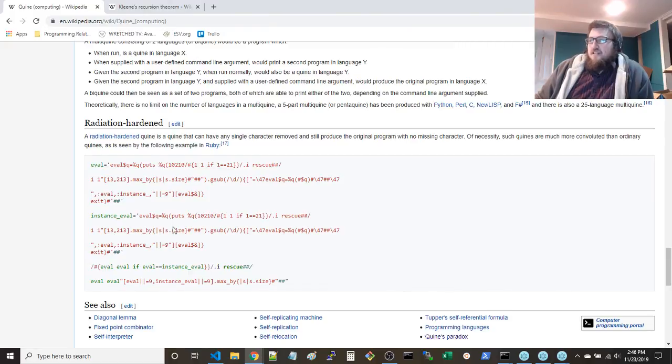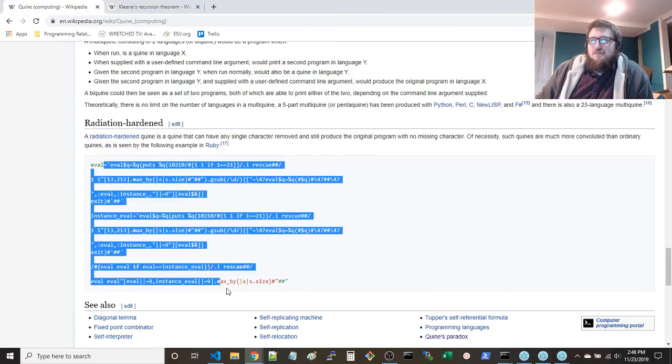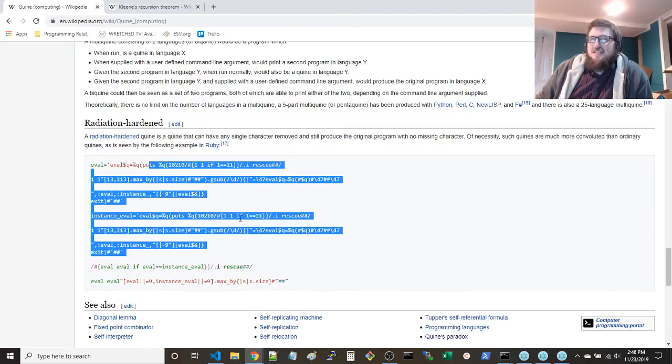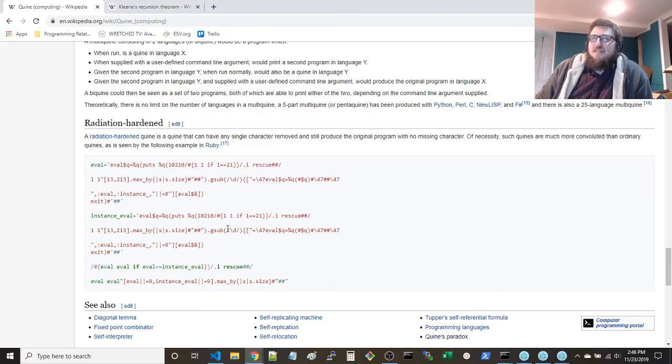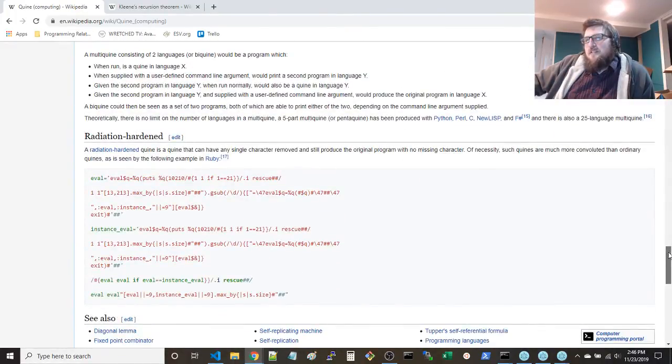I don't know, man. That's difficult. How do you even test that it works? You've got to go through a test case where you try every possible character, remove one, to verify. That's pretty wild, man. Radiation hardened quines. That's like something out of a sci-fi movie.